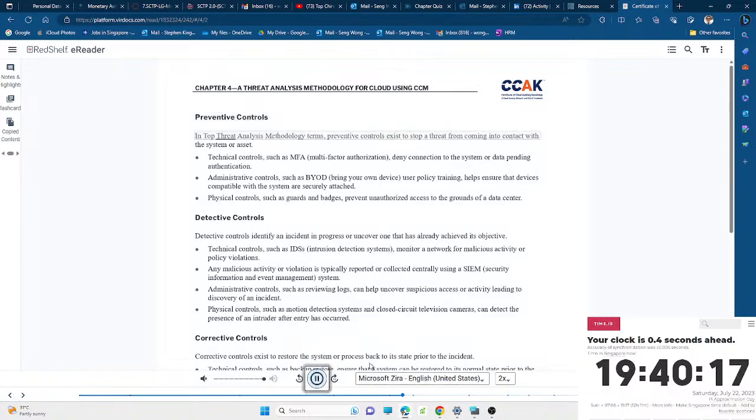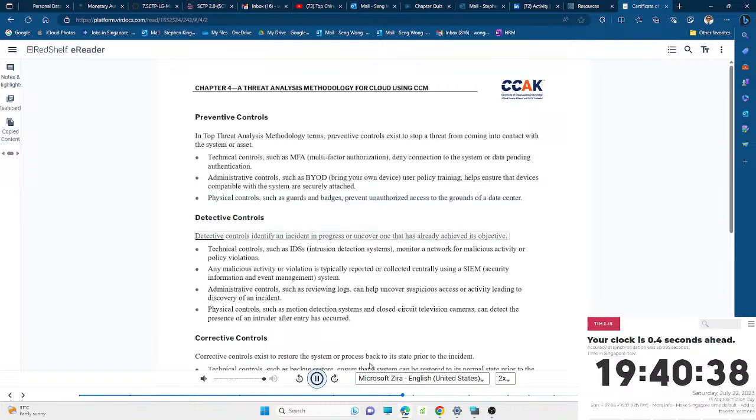Preventive controls in top threat analysis methodology terms. Preventive controls exist to stop a threat from coming into contact with the system or asset. Technical controls, such as MFA, multi-factor authorization, deny connection to the system or data pending authentication. Administrative controls, such as BYOD, bring your own device, user policy training, helps ensure that devices compatible with the system are securely attached. Physical controls, such as guards and badges, prevent unauthorized access to the grounds of a data center.